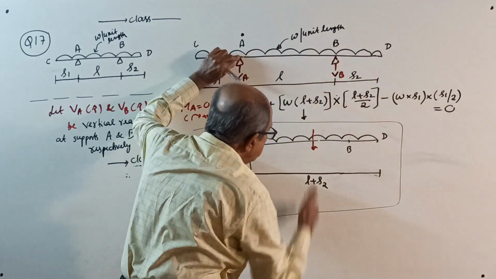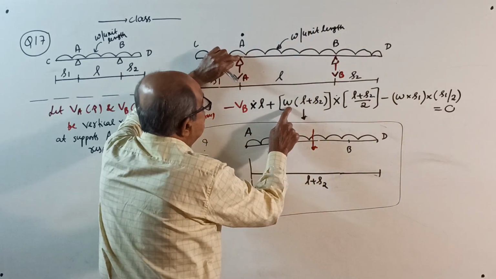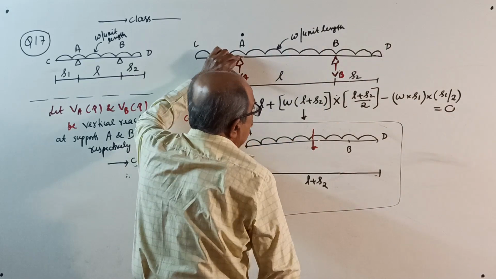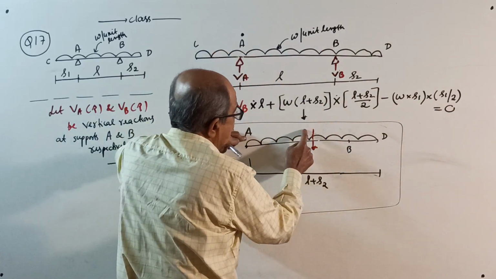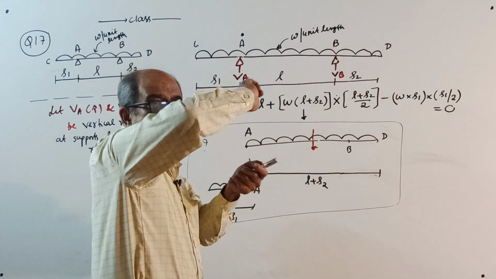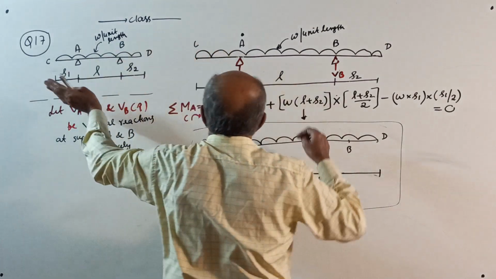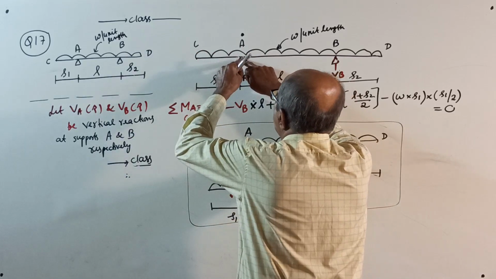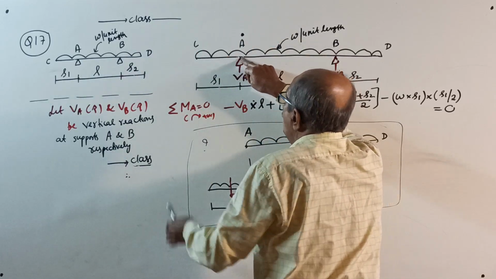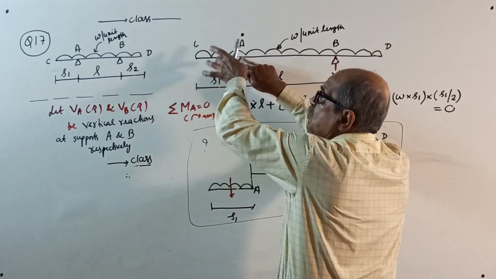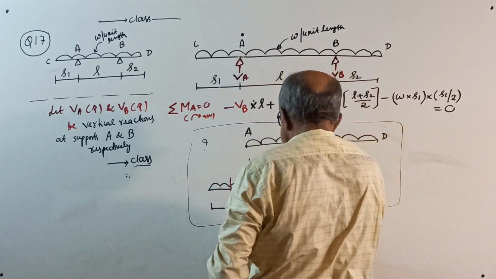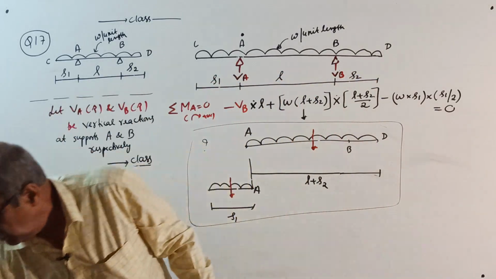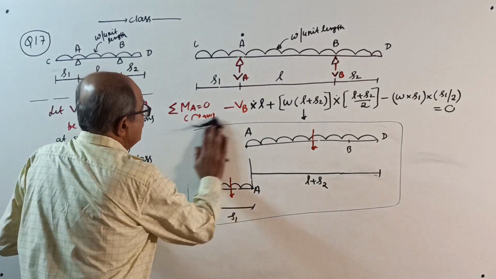So, the total load is W intensity into (L plus S2), the total load into (L plus S2) by 2, is a clockwise moment, whereas this side, written here, the total load W into S1, the total load into S1 by 2, is anti-clockwise, equal to 0. This should be very clear to understand. Therefore, I'll remove this one now.